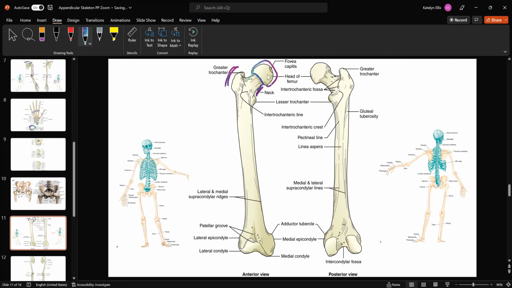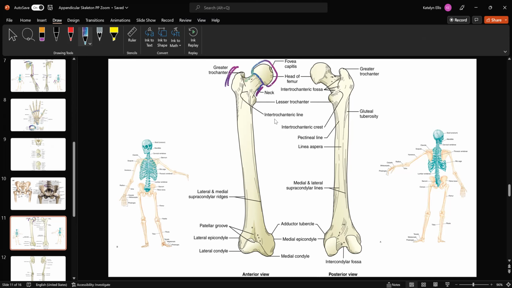The head of the femur is where it articulates into the hip. It looks like a ball, which is called a ball and socket joint, which we will be covering in a further chapter. For now, just know that this is the head of the femur and this is the neck of the femur. This great bulge up here is the greater trochanter. As we go down, we see another bulge that's medial. This is the lesser trochanter.